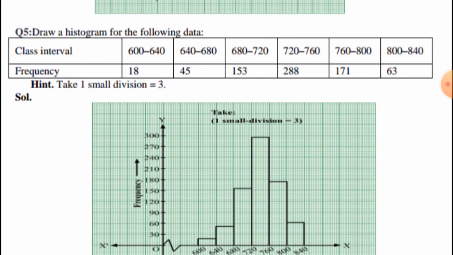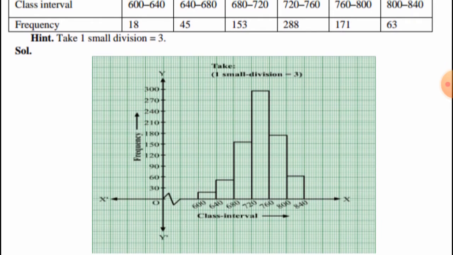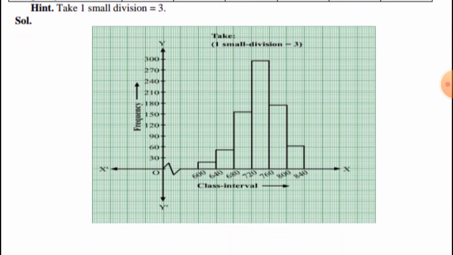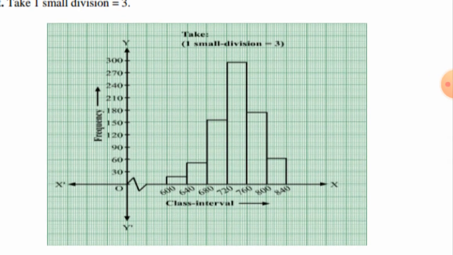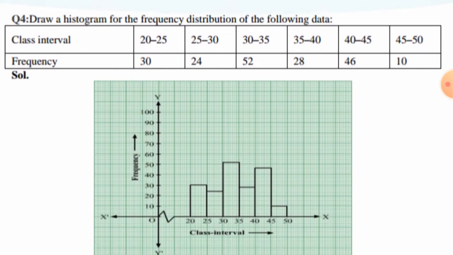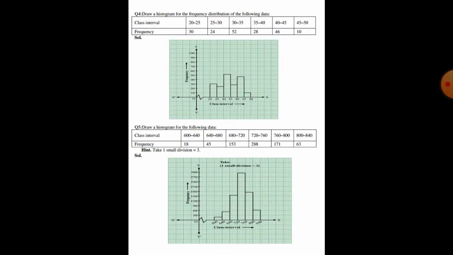Now see question number 5. Draw a histogram of the following data. Class interval and frequency are given, and we have to represent this as a histogram on graph paper. So we can represent it like this. It is also the same as question number 4. Now similarly see the next question.